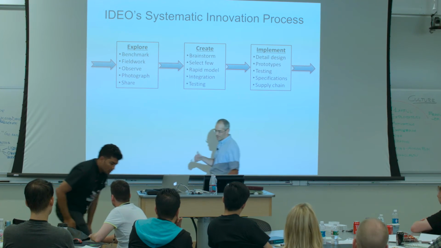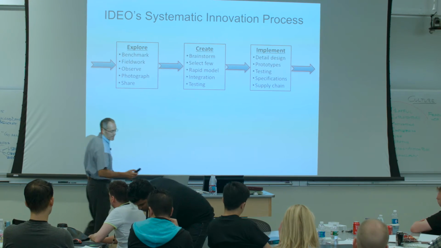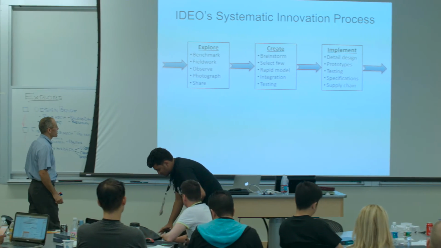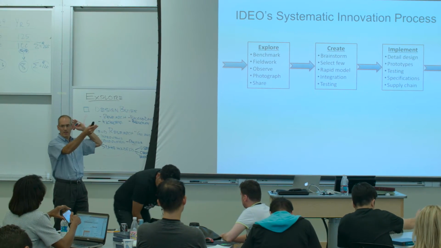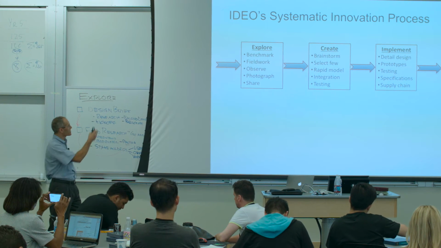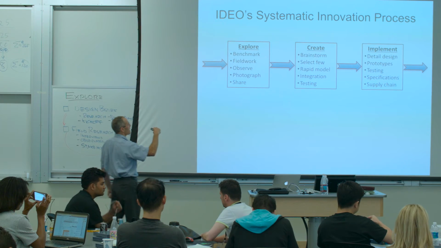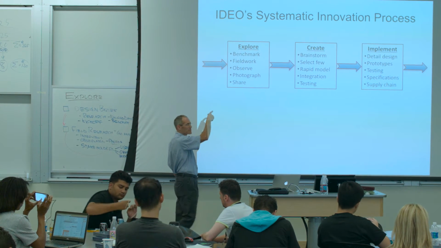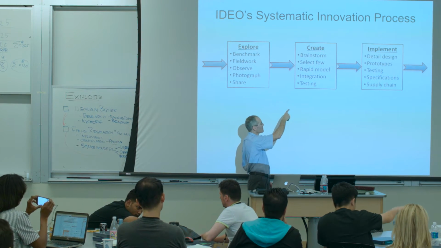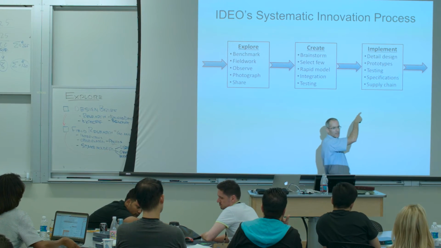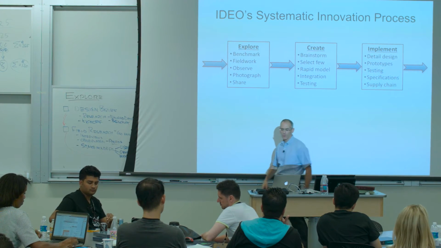So first of all, in order to make it systematic, we kind of split up the work. What happens at the beginning and what happens at the end is not the same stuff. And so that's where you got this explore, create, implement. And there's specific things that happen in each. We talked about what happened in explore. We talked about what happened in create. You didn't see any implement, but good work would happen there too.